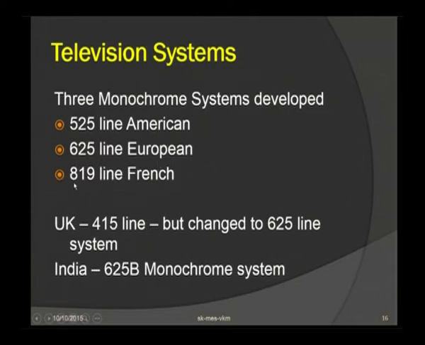Another one is 819 line by the French, and the UK was using 405 line, but now it has changed to 625 line. And most importantly, Indians are using the 625B monochrome system. We are talking about monochrome, that is the black and white TV system.